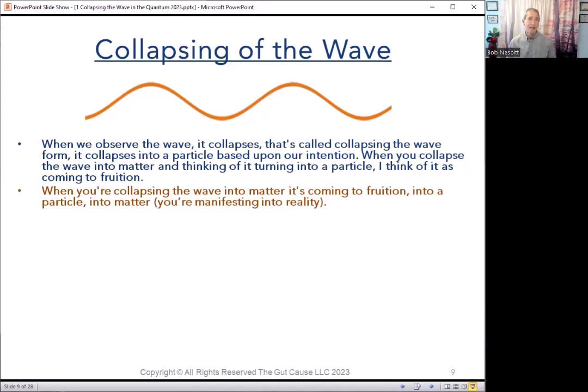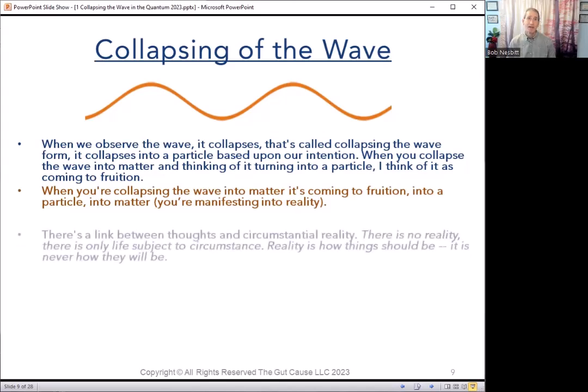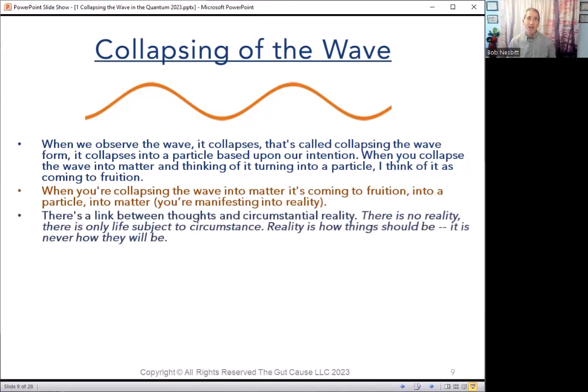Subconsciously, we're manifesting all the time. Take a look around you and notice what you've manifested. Is it time to consciously choose differently and change your thoughts? So is there a link between thoughts and circumstantial reality? 100%. There is no reality. There is only life subject to circumstance. Reality is how things should be. It's never how they will be.